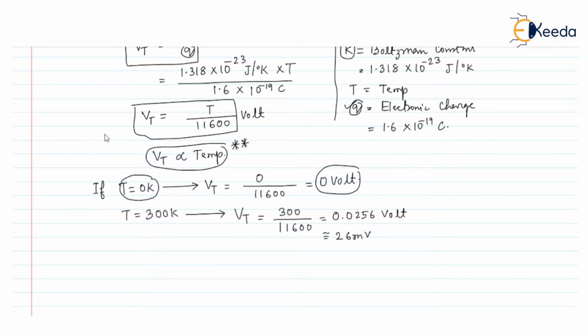So from this equation, we can see that at T equals 300 K, the thermal voltage value will be 26 millivolt, which is a very important conclusion of the thermal voltage.